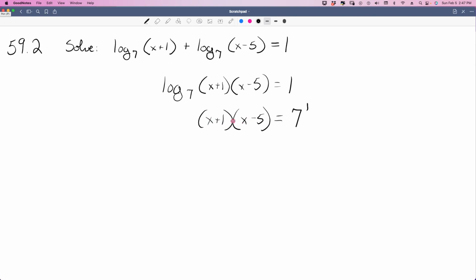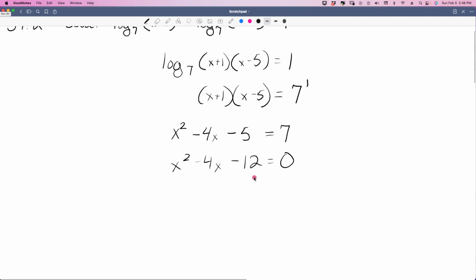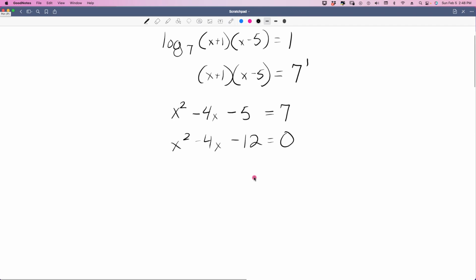So when we multiply these two together, what we end up with is x squared, and then that's going to be minus 4x because negative 5x, positive 1x gives us a negative 4x, and then that's going to be a negative 5, and 7 to the 1 is just 7, right? So then when we subtract 7 from both sides, we get x squared minus 4x minus 12 is equal to 0, because negative 5 and negative 7 becomes a negative 12. I'm going to roll this up just a little bit so I have some more room to write. Just makes it a little bit easier.